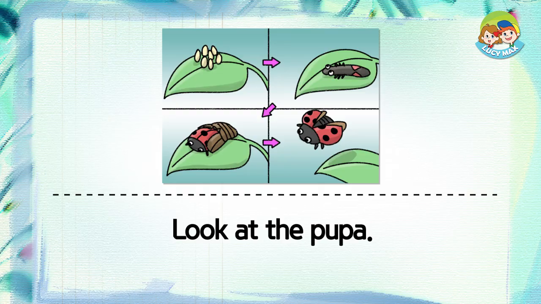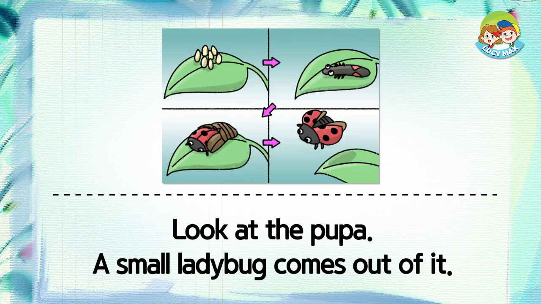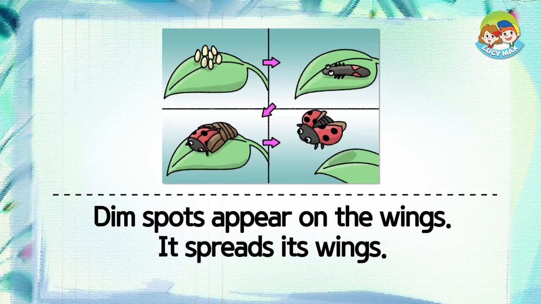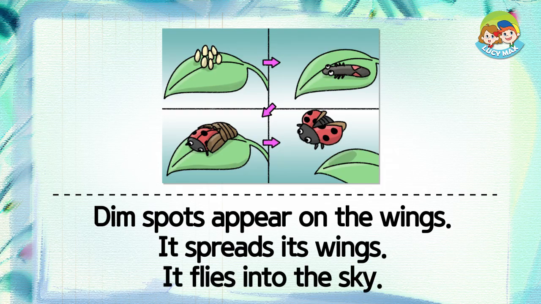Look at the pupa. A small ladybug comes out of it. Dim spots appear on the wings. It spreads its wings. It flies into the sky.